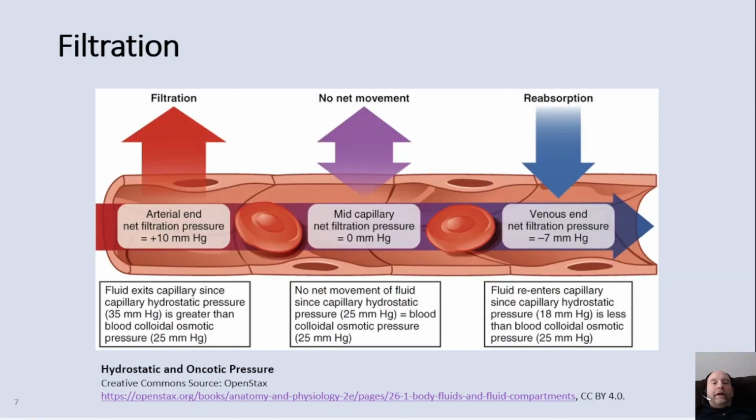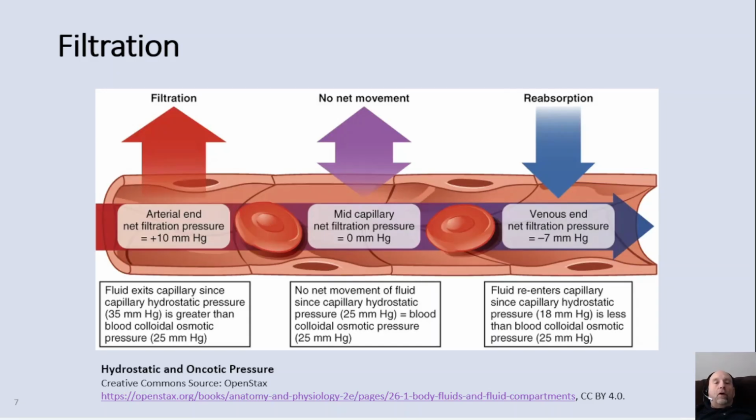Filtration uses a hydrostatic pressure gradient that pushes the fluid and the solutes within it from a higher pressure area to an area of lower pressure. Filtration is an extremely important process in the body. For example, the circulatory system uses filtration to move plasma and substances across the endothelial lining of capillaries and into surrounding tissue, supplying cells with their nutrients.